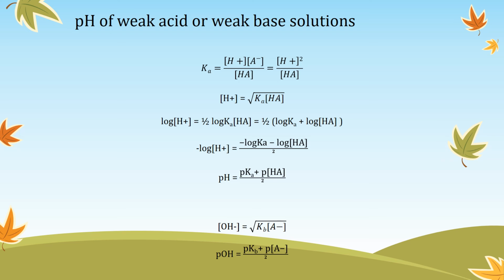Similarly for a weak base, it will be OH squared here. To calculate the hydroxyl ion concentration, it is the square root of Kb times the concentration of the weak base. So pOH is equal to half of pKb plus p concentration of the base.